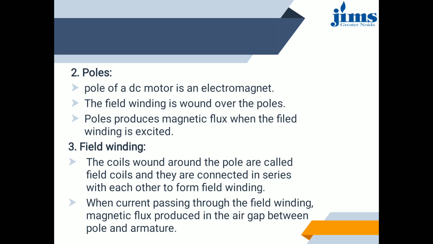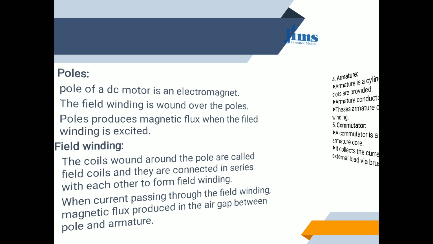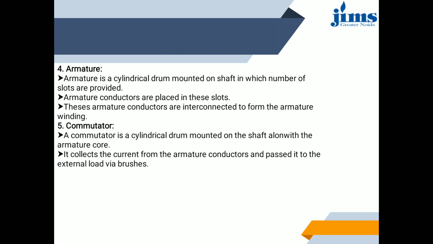Field winding. The coils wound around the poles are called field coils, and they are connected in series with each other to form the field winding. When current passes through the field winding, magnetic flux is produced in the air gap between the pole and the armature.